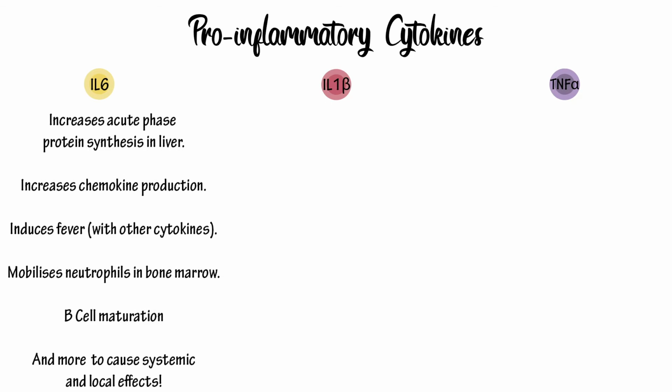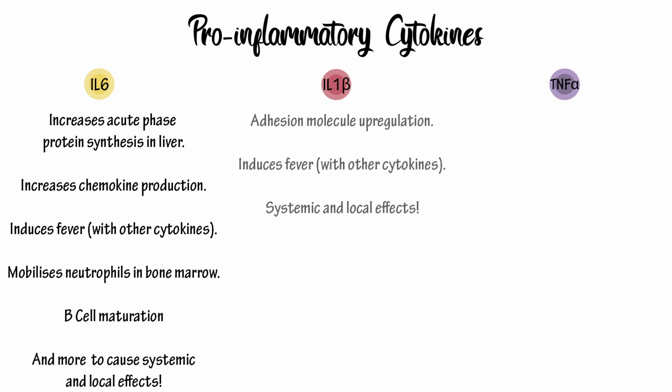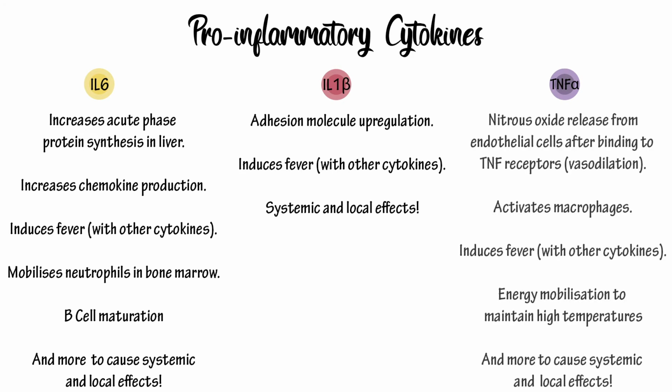IL-6 increases chemokine production and causes systemic effects such as raising body temperature and increasing acute phase protein synthesis, like C-reactive protein. IL-1 beta upregulates adhesion molecules for recruitment of more immune cells, which we'll get to later. TNF alpha causes further cell destruction by activating pathways that induce cell death.